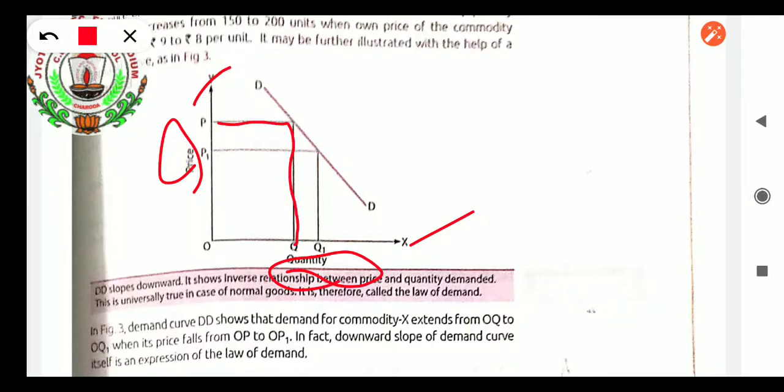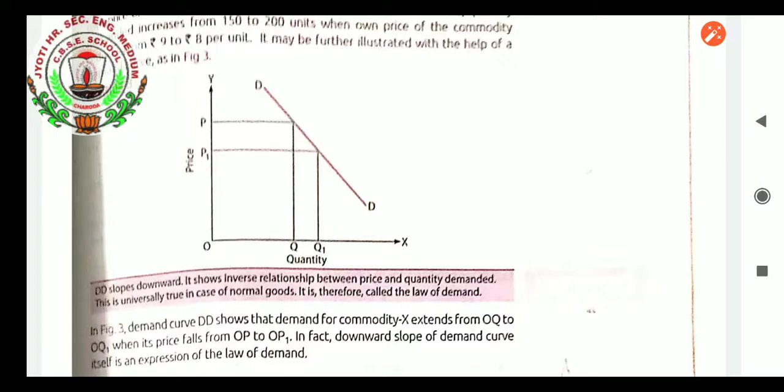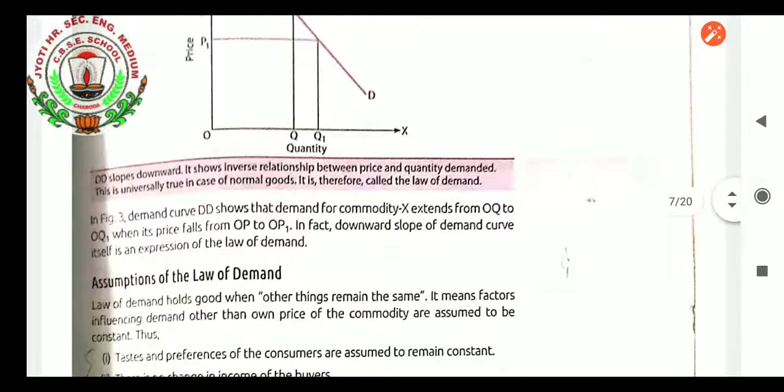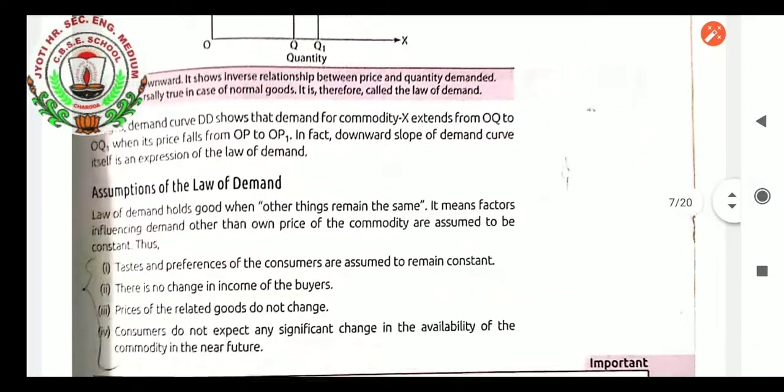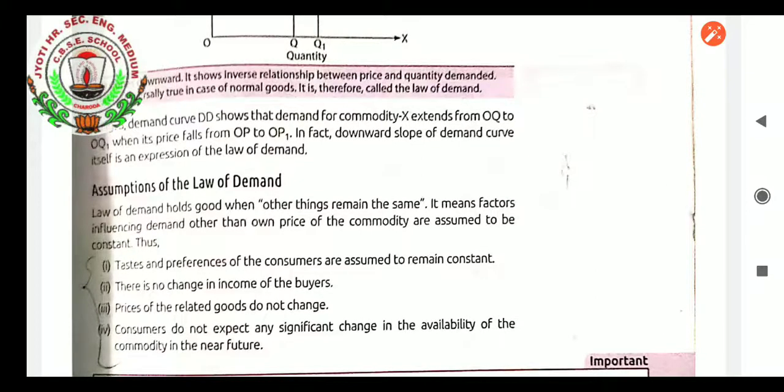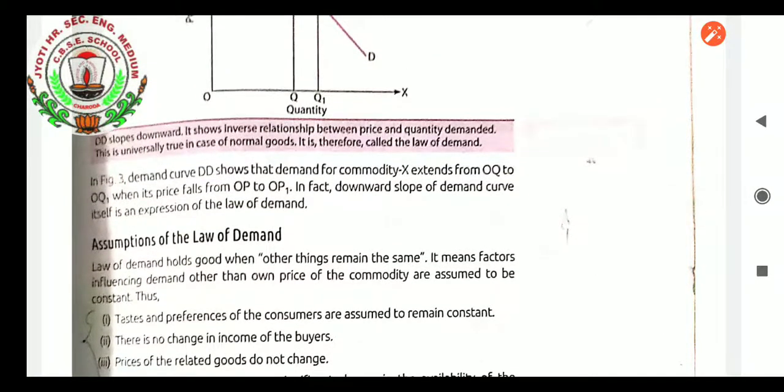Now when the price declines, as in the above situation, the quantity demanded increases compared to before. Join the two points, the locus, and draw a straight line. What you are seeing is that the demand curve is sloping down. DD slopes downward and it shows an inverse relationship between price and quantity demanded. This is universally true in the case of which goods? Normal goods. It is therefore called the law of demand.